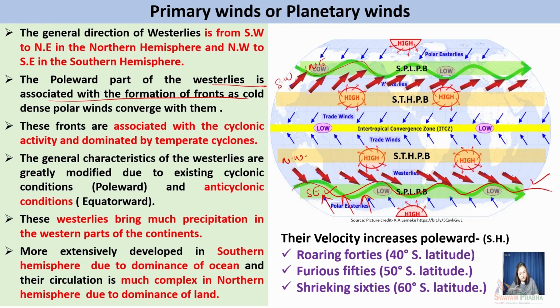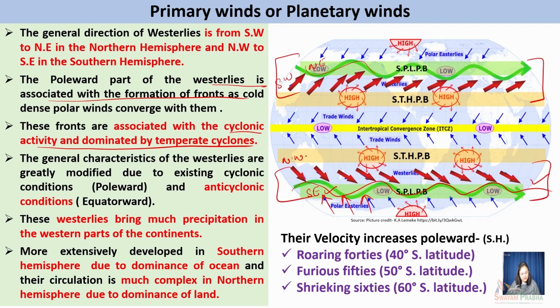These fronts are associated with cyclonic activity and are dominated by temperate cyclones, which greatly affect the weather conditions in these temperate regions of the world in both the hemispheres. The general characteristics of westerlies, therefore, are greatly modified due to existing cyclonic conditions, especially along the poleward regions where they are constantly mixing and merging with the cold wind which is coming from the polar areas.